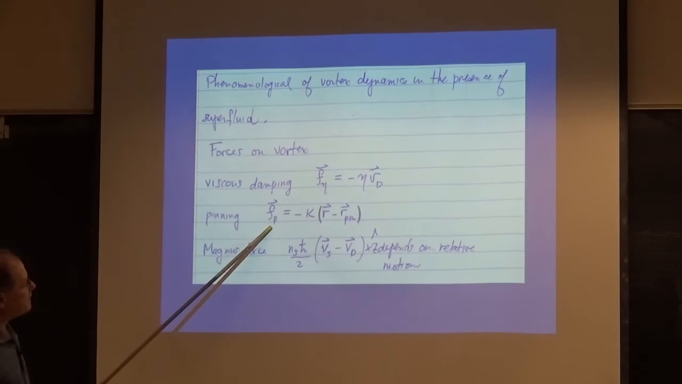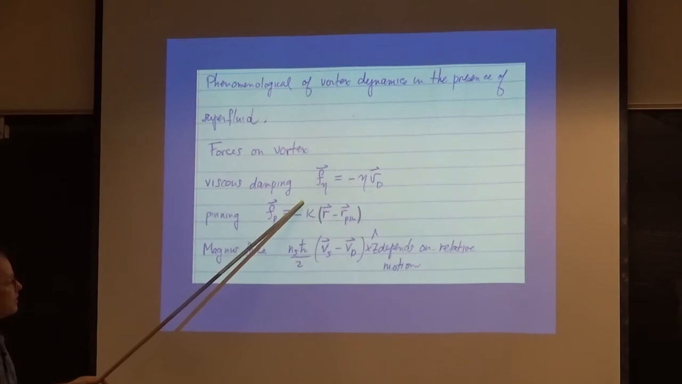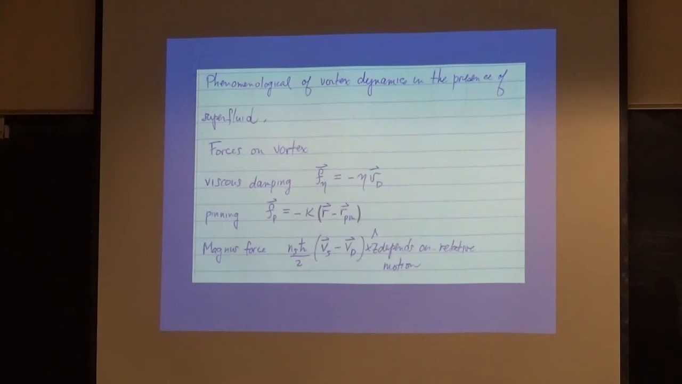There's a pinning force, so presumably there are defects that can bind the vortex. So in general there's some force trying to localize them at the position of this defect. And finally, there is a so-called Magnus force. The Magnus force arises from the differential motion of the underlying supercurrent and the vortex flow. So it's exactly like a curveball or a frisbee.